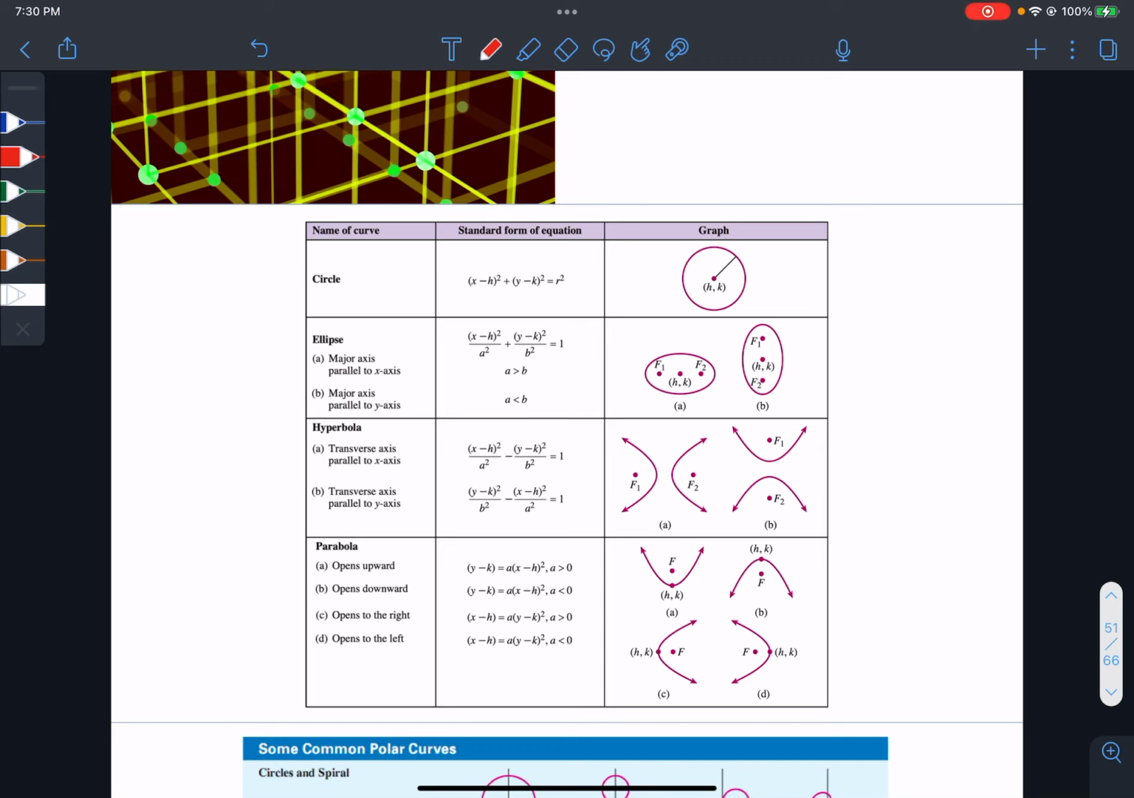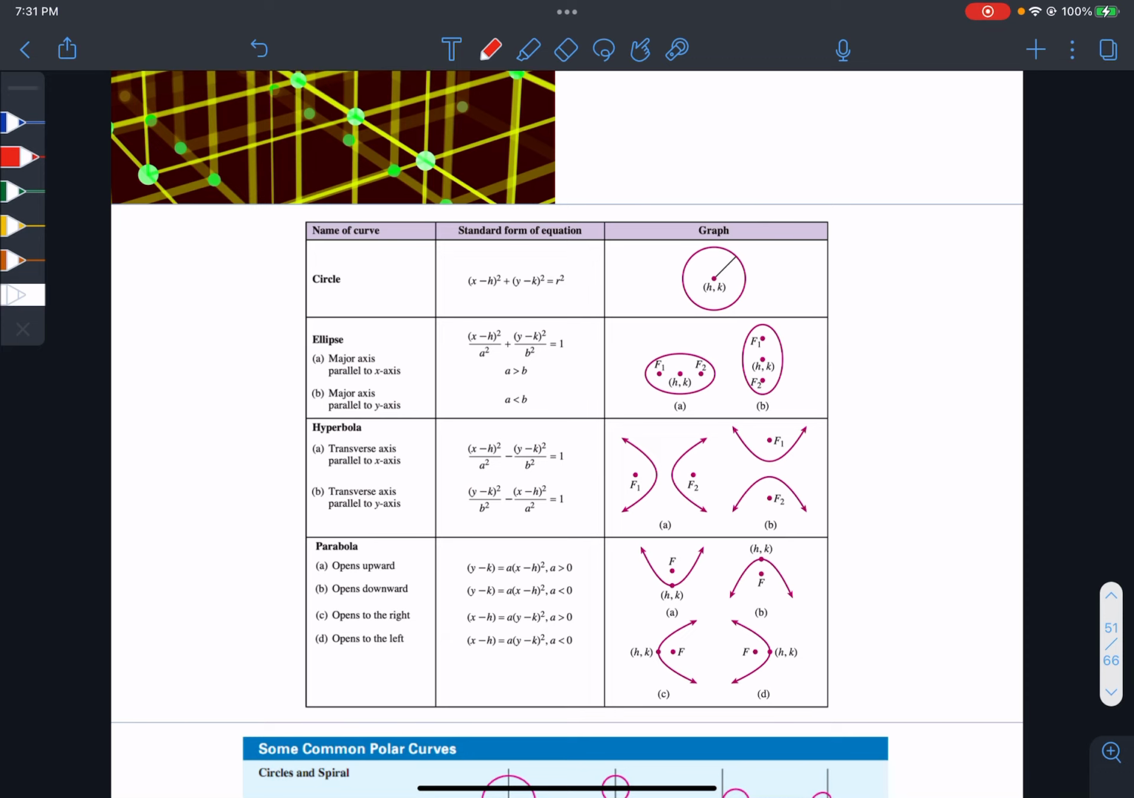So anyway, let's try to cover the four conic sections. We have to be familiar with the standard equation for circle, ellipse, hyperbola, and parabola.